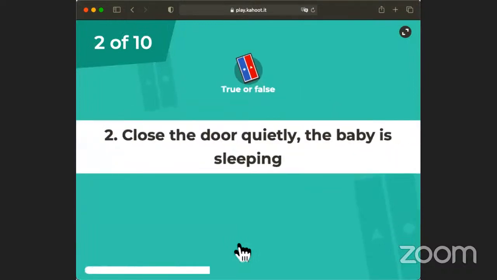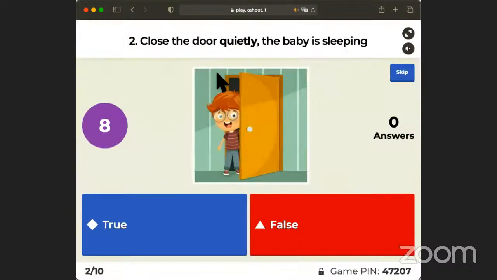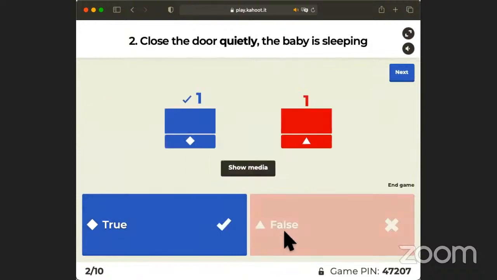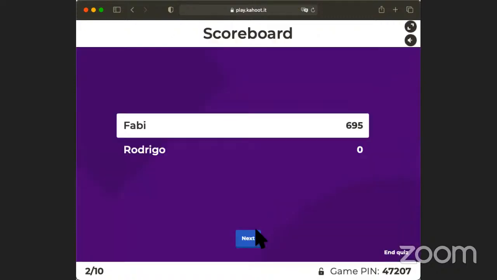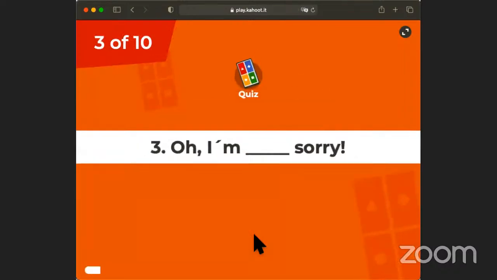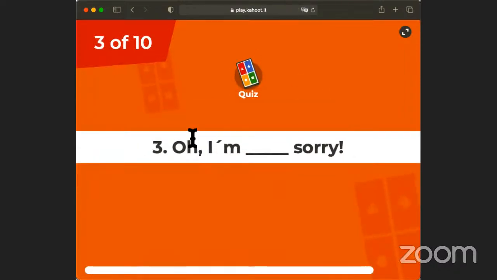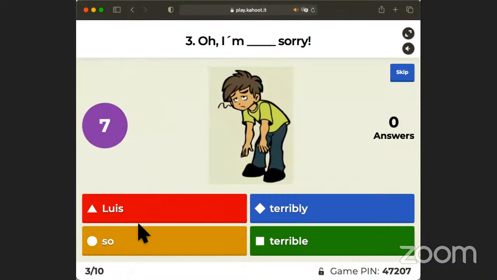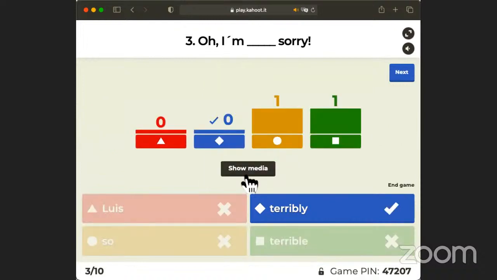All right. Close the door quietly. The baby is sleeping. Is this sentence correct or incorrect? If it's correct, true. If it's incorrect, false. It's correct. No, especially this word, it's correct. Next one. I'm really sorry, so sorry, terribly sorry, terrible sorry. Which one is correct? All right, terribly. I am terribly sorry. Very good.